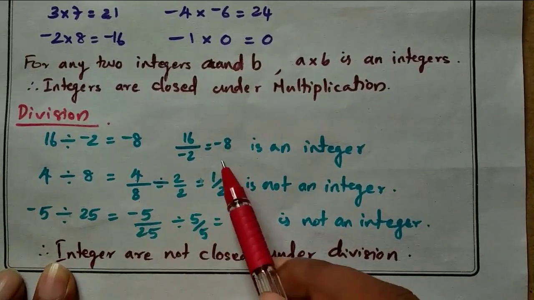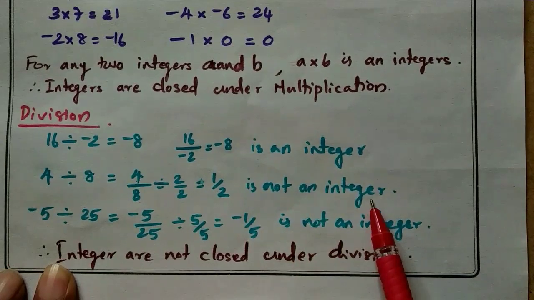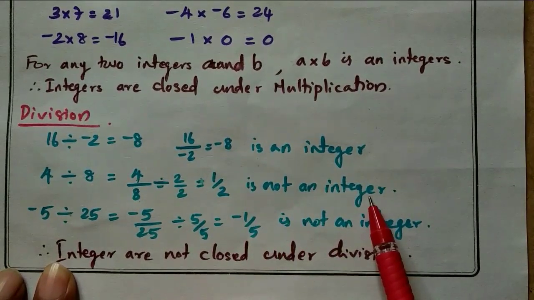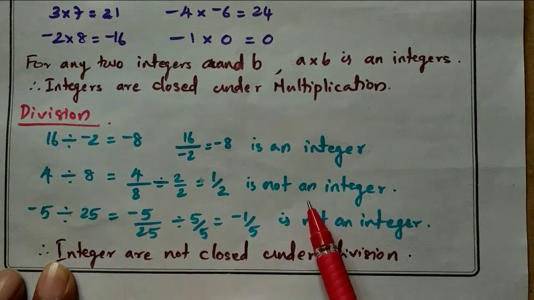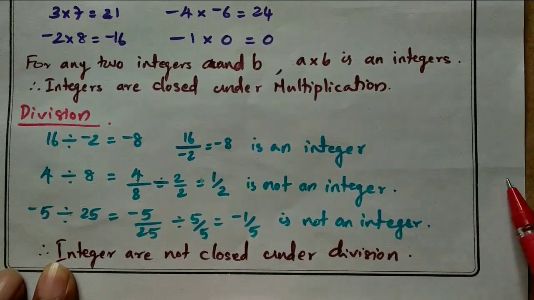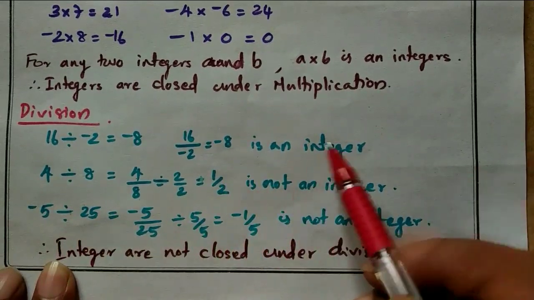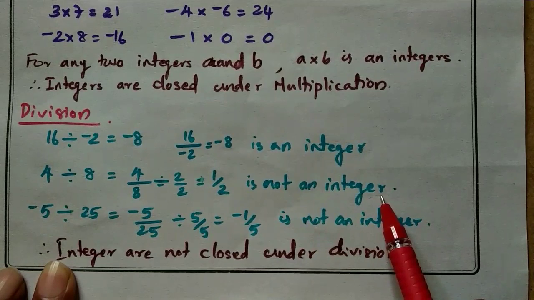So this 1 by 2 is not an integer. Correct? What is meant by integer? Integers are 0, positive natural numbers, that is 1, 2, 3, and negative natural numbers, that is negative 1, negative 2, negative 3, etc. Those are integers, but 1 by 2 is not there. So 1 by 2 is not an integer.